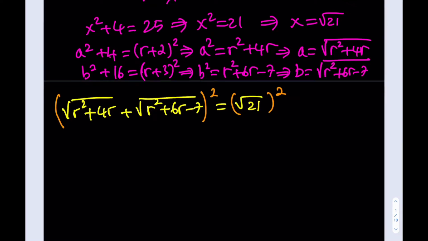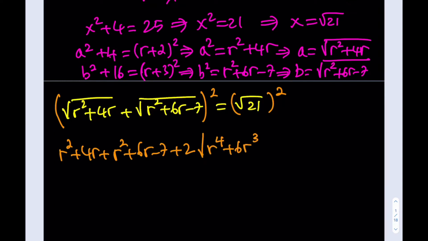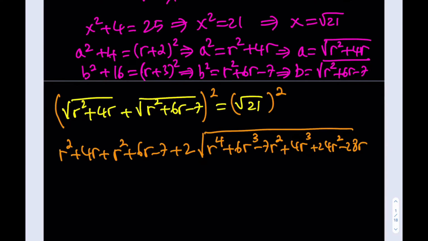So we square the first term, then square the second term, and then write plus 2ab, the product of these two things. Let me distribute that. r squared times r squared is r to the 4th. Then I get 6r cubed minus 7r squared. Then distributing the 4r gives 4r cubed plus 24r squared minus 28r. This is my radical expression, and the whole thing equals 21.